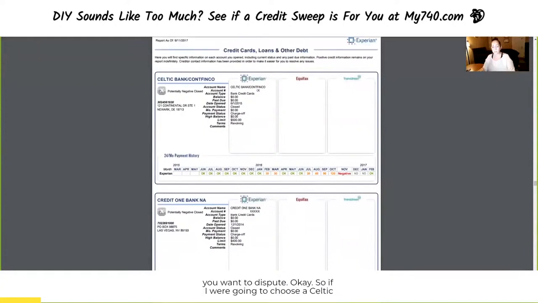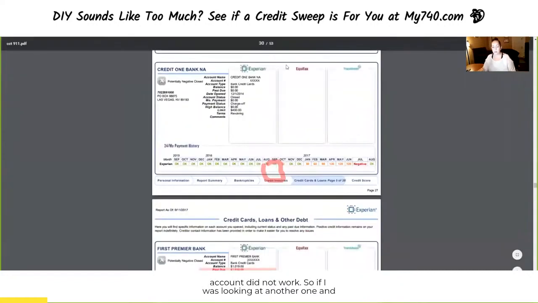So if I were going to choose Celtic Bank, what I would want to dispute would probably be those late payments there to get it off if disputing the entire account did not work. So if I was looking at another one, no, and it didn't even get rid of that. That is interesting.